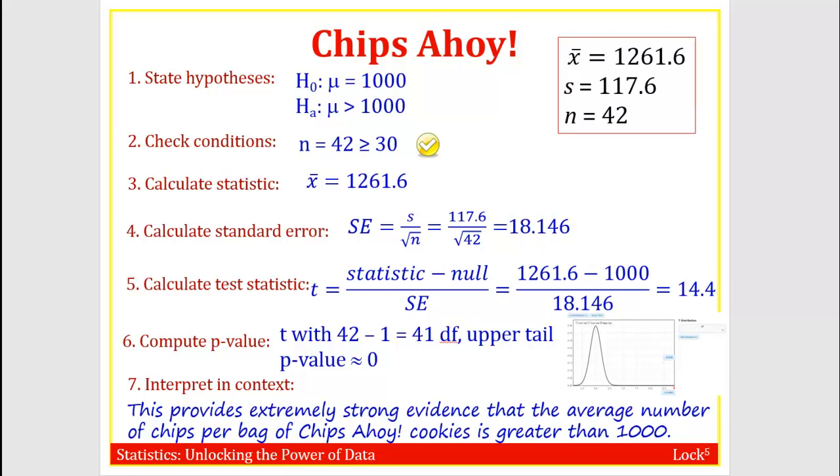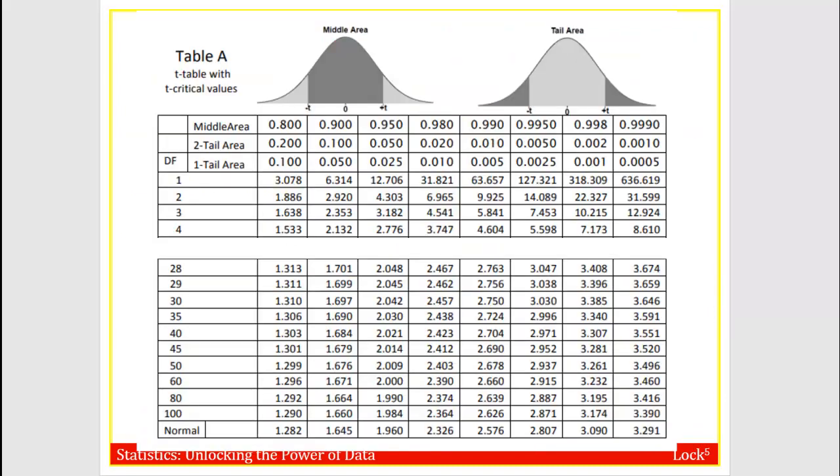Now, on the exam, of course, you're not going to have StatKey in order to find the p-values. Instead, you're going to use tables. So let's see how we would find the p-value for this problem using Table A. So here's an excerpt of Table A. I've kind of deleted the middle so I could make the whole chart a little bit bigger.